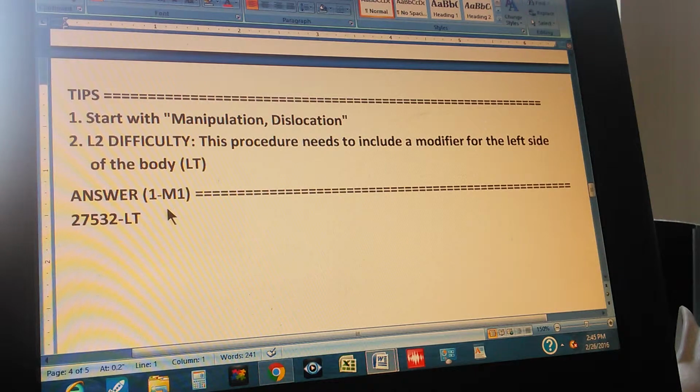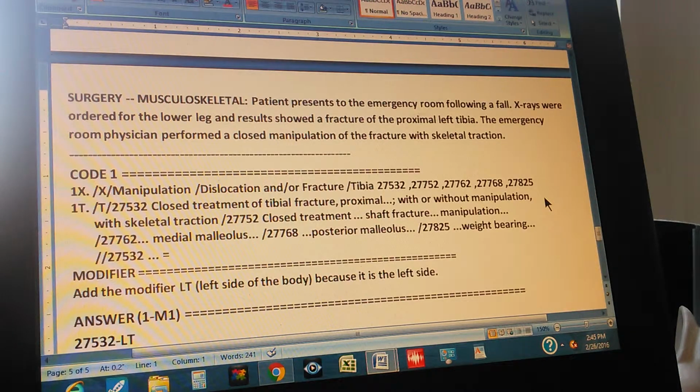You know the answer already, that is 27532-LT, but now you have to give us the path. So we're going to count to 3, so you can pause the video and give us the path. 1, 2, 3. Okay, let's do the whole summary of the problem. This is a surgery musculoskeletal procedure. The patient presents to the emergency room following a fall. X-rays were ordered for the lower leg, and results showed a fracture of the proximal left tibia. The emergency room physician performed a closed manipulation of the fracture with skeletal traction.